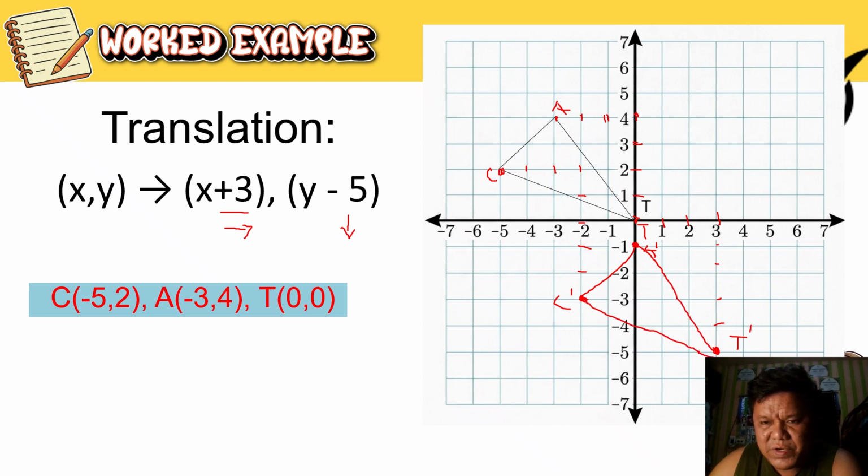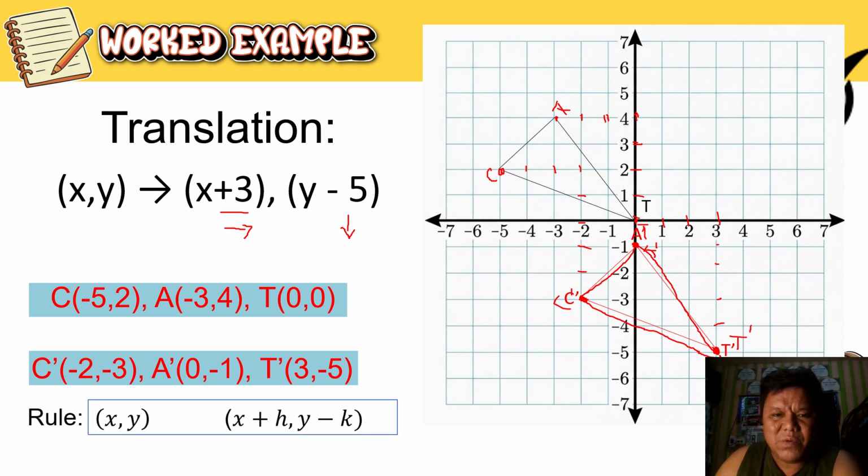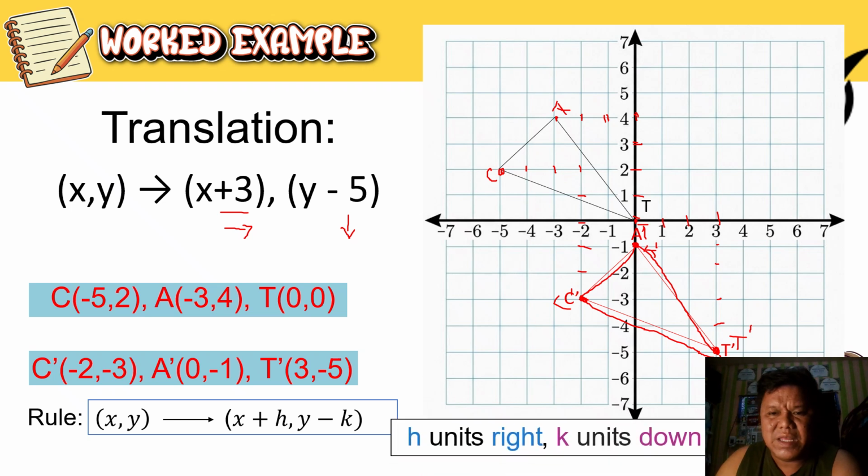Then identify the coordinate points. The coordinate points of the image are: C is (-2, -3), A is (0, -1), and T is (3, -5). So now, what is the rule here? Since it is x plus 3, y minus 5, the rule is x plus h, then y minus k. So it means h is right and k is down.